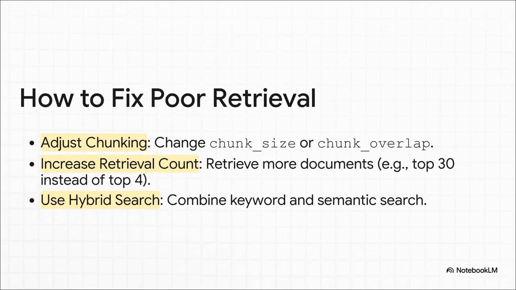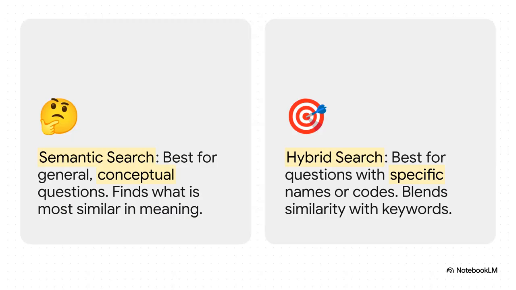So how do we fix this? Well, the good news is we have a bunch of tuning knobs we can play with. We can go back and change our chunking strategy. We could also just retrieve way more documents. Instead of the top 4, maybe grab the top 30 and hope the answer's in there. Or we can do something really clever. We can bring back our old friend, keyword search, and combine it with our new semantic search. This combined approach is called hybrid search, and for a lot of real-world problems, it's the answer.